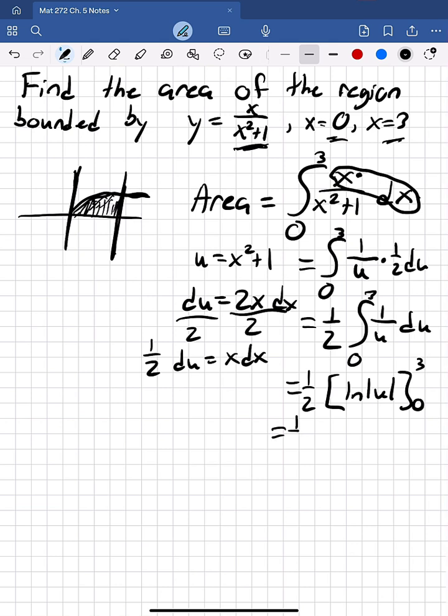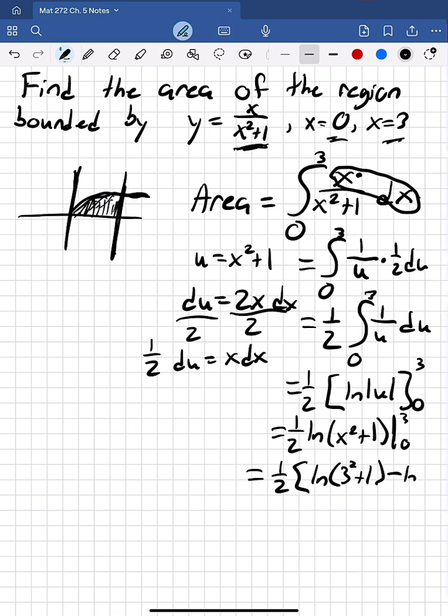Okay, so I have 1/2. The natural log u is actually x squared plus 1, and x squared plus 1 could never be negative. So I have x squared plus 1 from 3 to 0. Okay, and I use this little notation here, this bar, to just denote that I'm going to evaluate this, and my limits are 3 to 0. So that's just a notation thing for me. Okay, all right, and so I say, well, that's 1/2 natural log of 3 squared plus 1 minus the natural log of 0 plus 1.